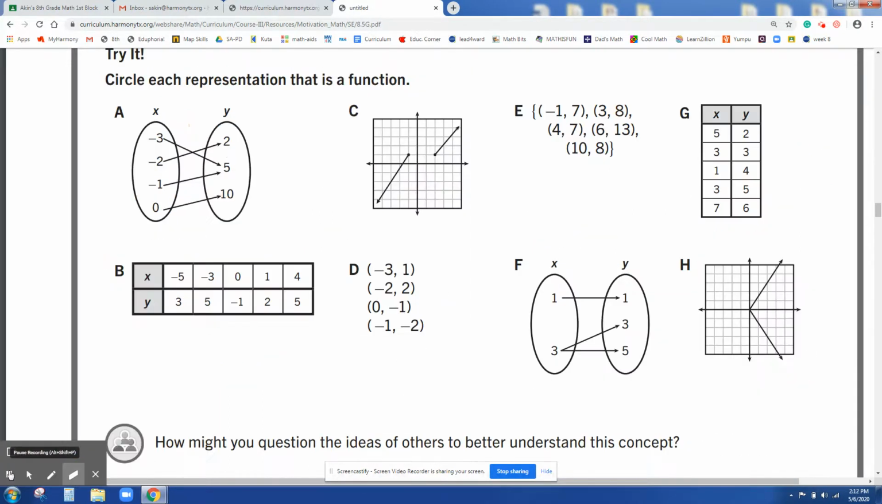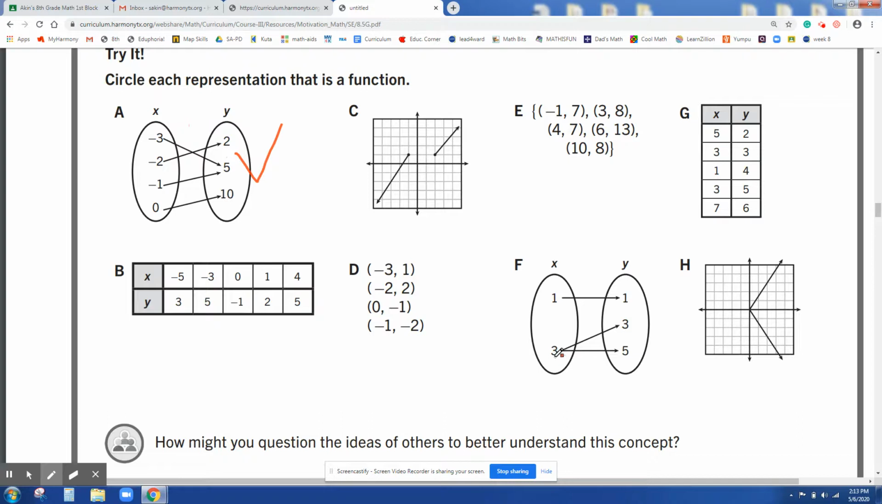So let me give you a couple of examples. Here we have a mapping diagram. When you have a mapping diagram, you will pay attention. Although they look different from each other, you will pay attention to your arrows. 3 goes into 5. Yes, I checked everything. There is no problem with that one. It's a function.